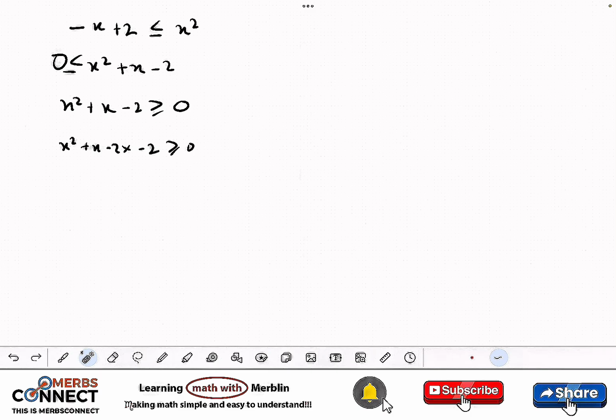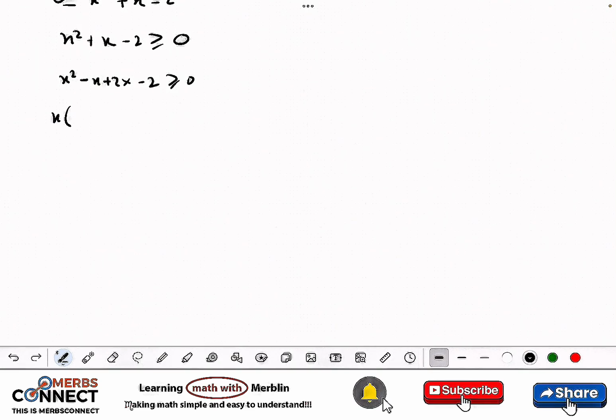So 1 times -2 will be this one here, and then 1 plus -2 will be -1. So it means that we need to change it. We need to make this one minus and this one positive, so that -1 times 2 will be -2, then -1 plus 2 will be 1. Good. So here I can factor x out, x minus 1 plus, I can factor 2 out, x minus 1 greater than or equal to 0.